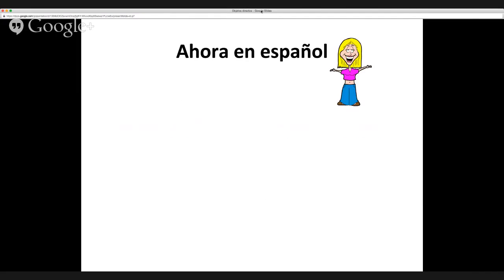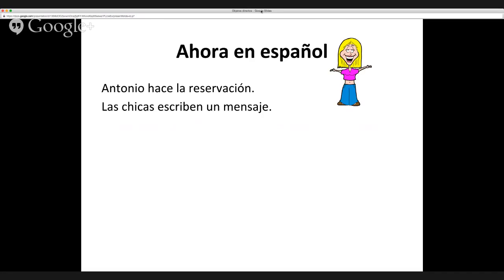Bien, ahora unos ejemplos en español. Let's take a look at this one. Antonio hace la reservación. Who or what is getting verbed? In other words, who or what is getting done? Who or what is getting haced, if you will? And that's la reservación. The reservation is what is being made in that sentence.